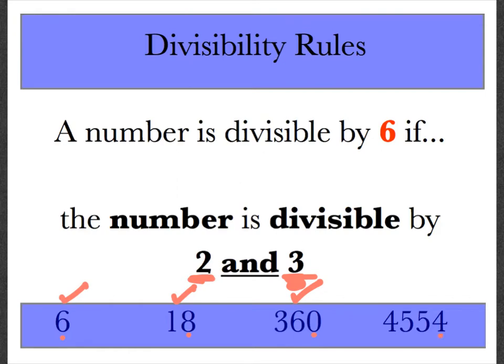For this one, our last digit is a 4, so it is even. Then we can check for 3, so 4 plus 5 is 9, plus 5 plus 4 is another 9, so 9 plus 9 is 18. So 3 does go into 18, so it is divisible by 6. So that one's a little tricky because you have to test for 2 different divisibility rules.